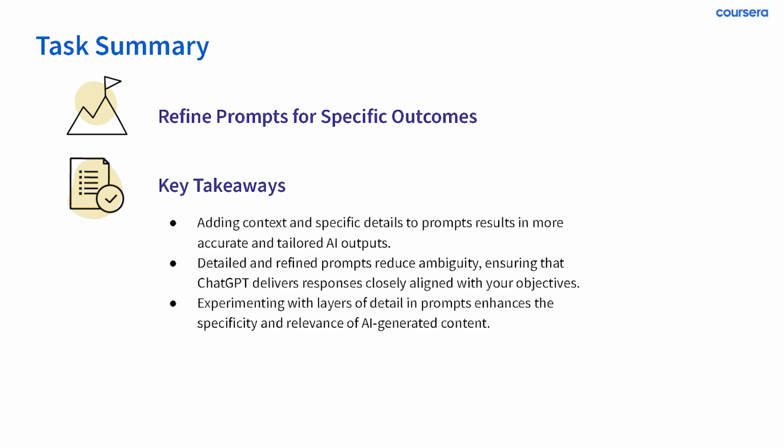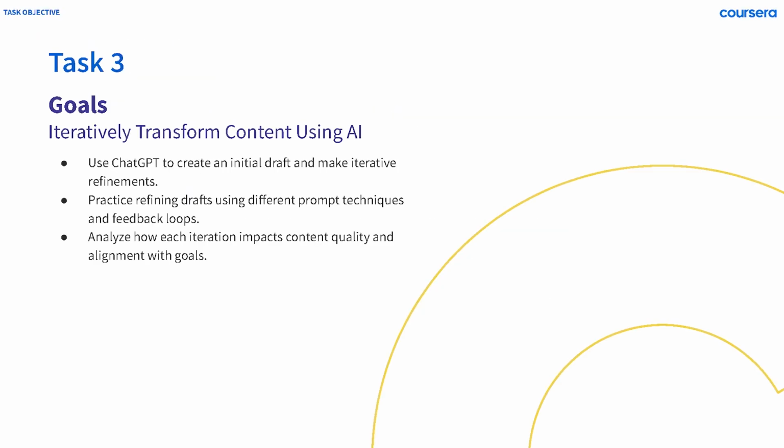Ready to unlock more creative potential with AI? In task 3, we'll dive into brainstorming and organizing content ideas to strengthen your social media strategy. Let's keep moving forward. Welcome back to task 3.